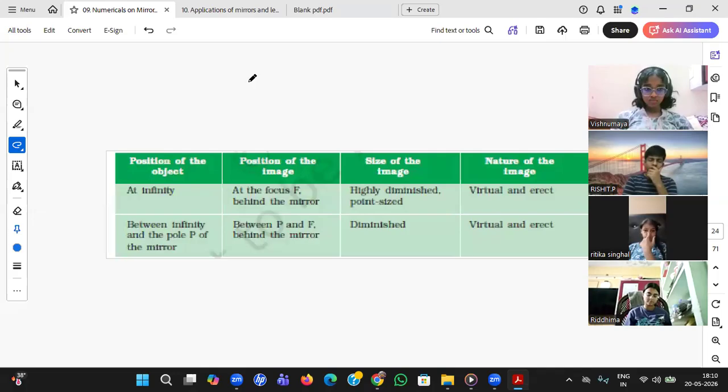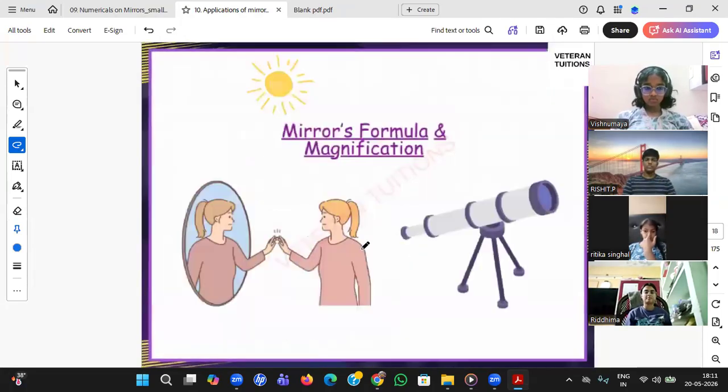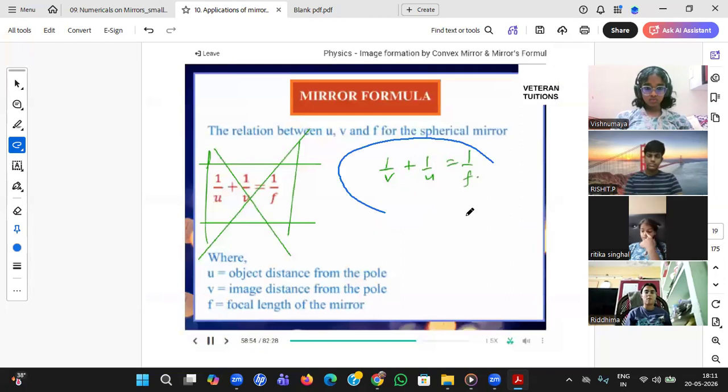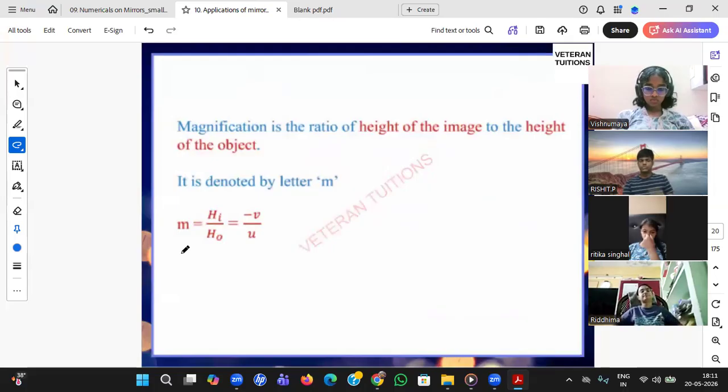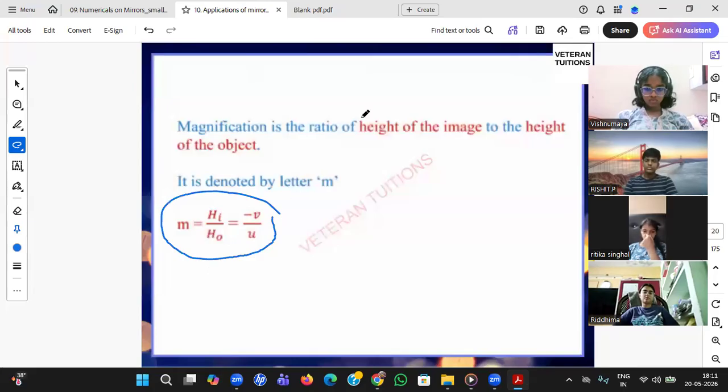Then we went to the very important numerical part, the mirror formula and the magnification formula. I asked you to remember 1/v + 1/u = 1/f, the mirror formula, and the magnification formula, h_i/h_o = -v/u. And we have done a lot of numericals on this. This is what all happened in the last 3 sessions, I guess.